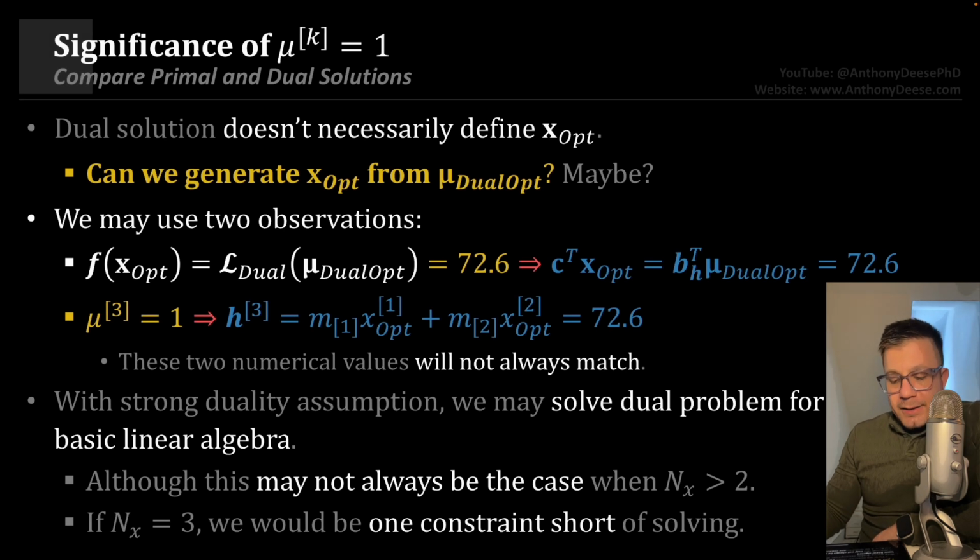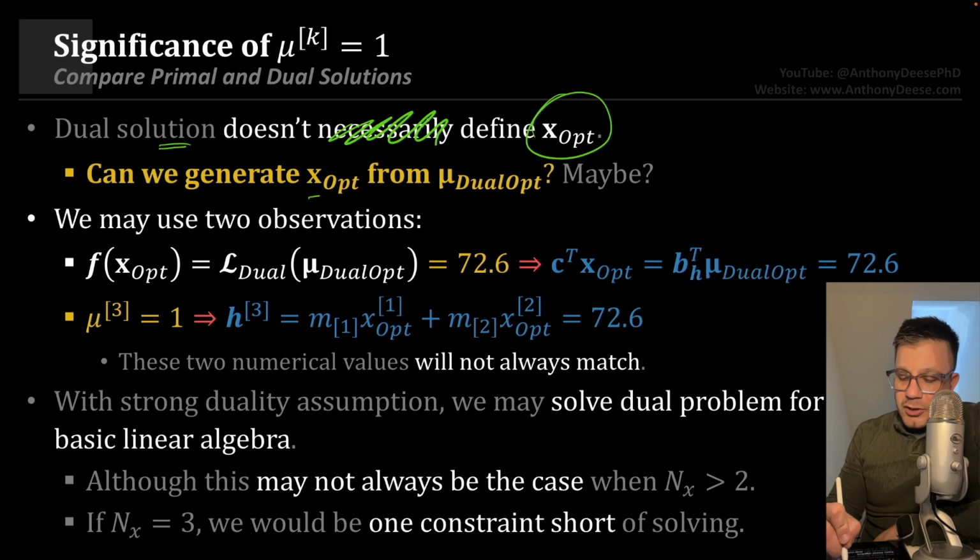All right. So, like I said a second ago, the dual solution doesn't define any x value. And we asked the question, can we generate this x value from the optimal mu value? And the answer is maybe. In this case we can, because of the number of constraints that are binding as compared to the number of primal state variables, primal decision variables. So we have two observations that we can use here. The first has to do with strong duality.